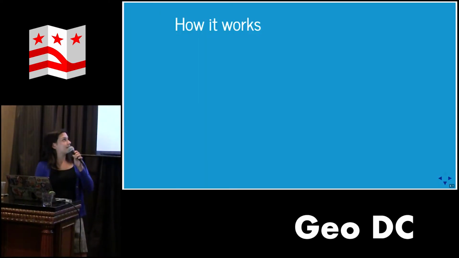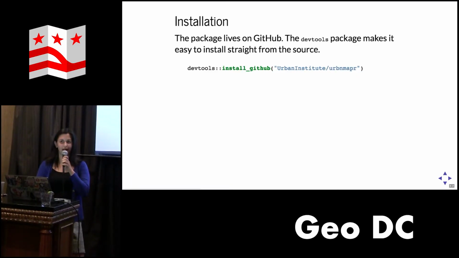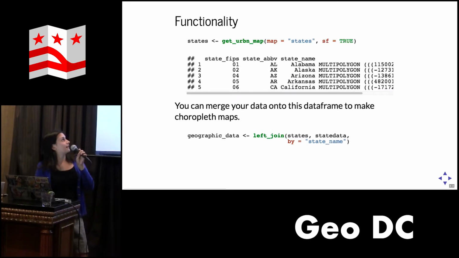So how it works, it's pretty simple. It lives on GitHub, so you can install it using the DevTools package. That's also how we built it. It's a great set of tools for building packages. So just after you install the DevTools package, just one line of code to install it, and then after you have it installed, you just load it like you would any other library. The get_urban_map function is the bread and butter of the package.